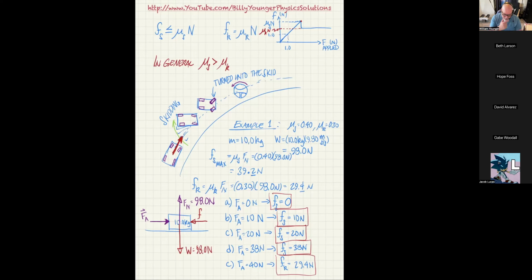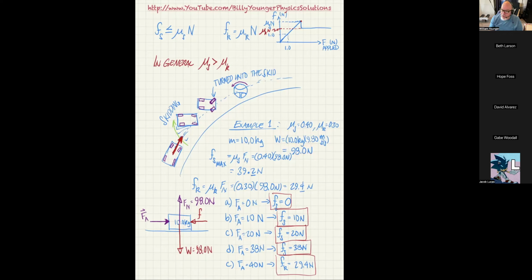All right, so this is what I actually wrote. This area right here is what I was doing with regards to that problem. So they gave us the mu static was 0.4, the mu kinetic was 0.3, the mass was 10 kilograms, and of course we know weight is equal to m times g, so that's what I calculated here. That gave me the weight being 98.0 newtons.